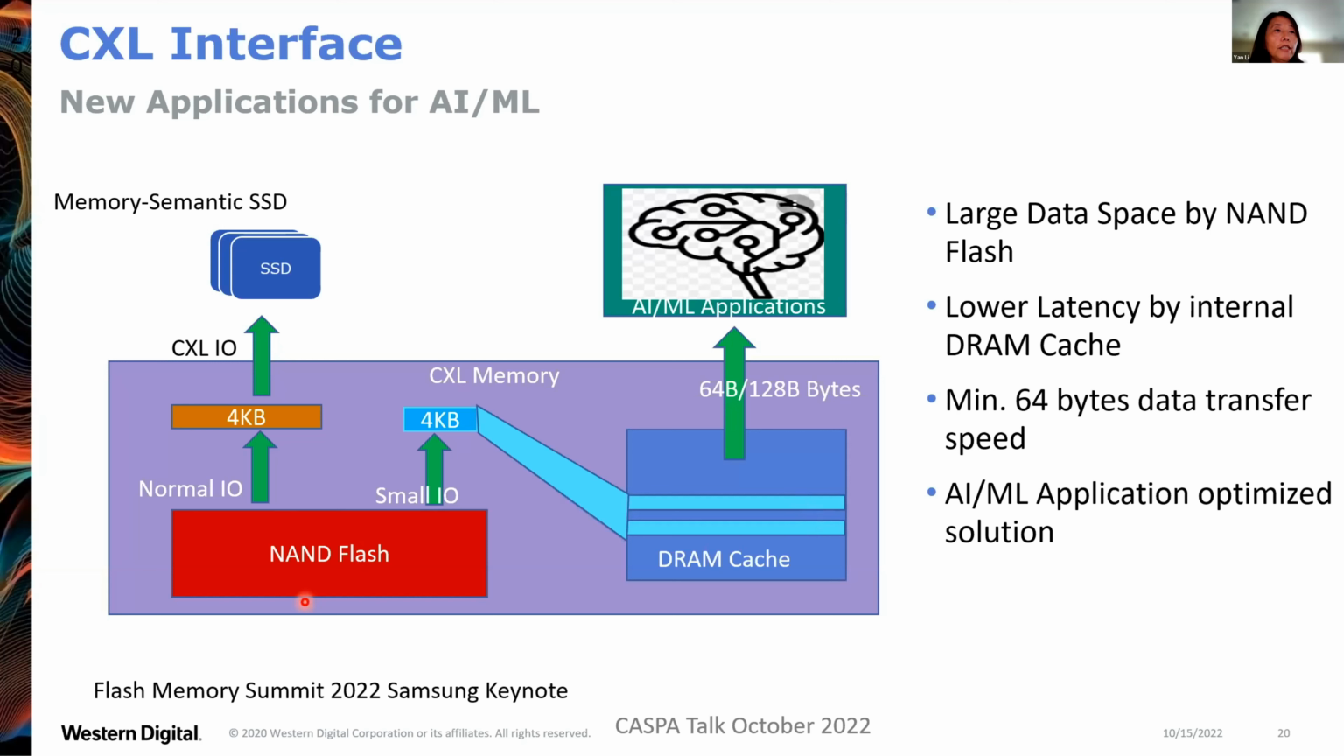So we have to leverage NAND flash and use the new CXL interface to supply the big data into the AI machine learning application. This is part of the architecture. We can use DRAM as the buffer, but we can use NAND to supply most of the data in a very configurable way.